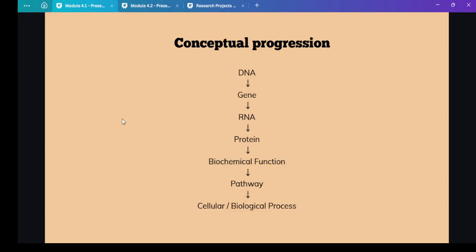I have represented it using one flow chart. DNA contains some genes. One gene creates one specific RNA. From this mRNA, we create protein. Then the protein works in some biochemical function, and this biochemical function is part of a pathway, and this pathway is part of a cellular or biological process.